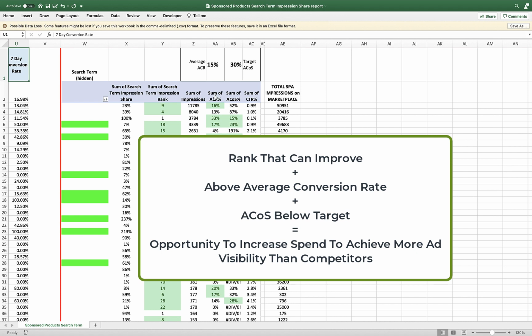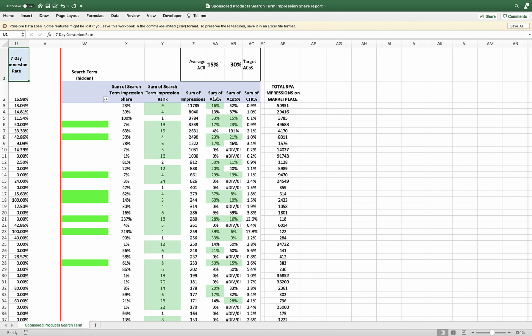Then I went ahead and used calculated fields inside of pivot tables in Excel. You can actually do calculated fields for a pivot table. I manually calculated the advertised conversion rate, the ACoS, and the click-through rate. I don't simply use what's native inside of the pivot table because it usually calculates it incorrectly, so I calculated that within the pivot table as its own field.